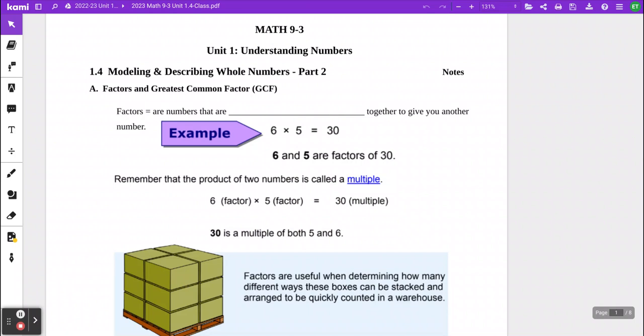Okay, welcome to lesson 1.4. We're going to model and describe whole numbers. This is the second part of that lesson. So now we're talking about factors and greatest common factors, GCF.